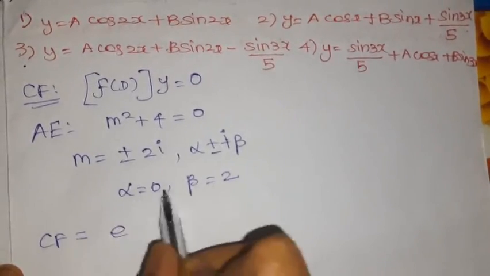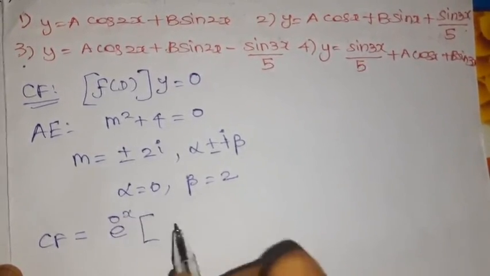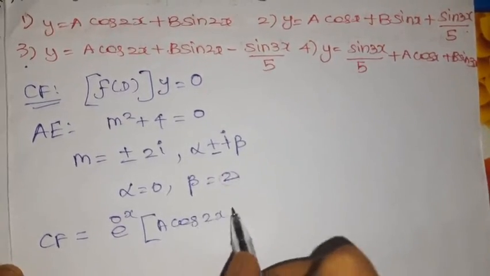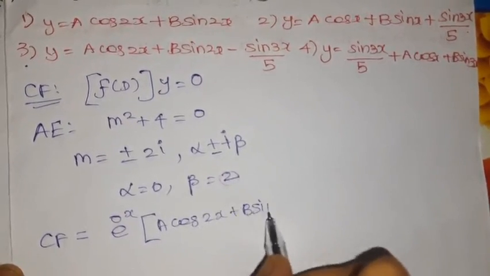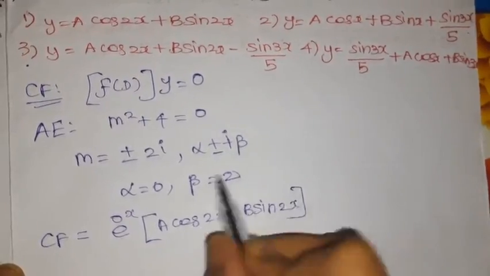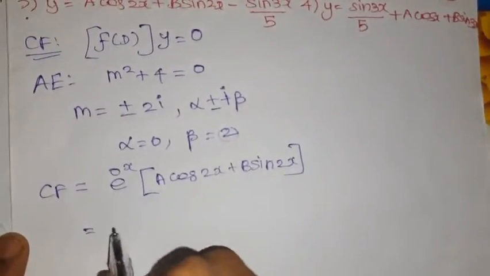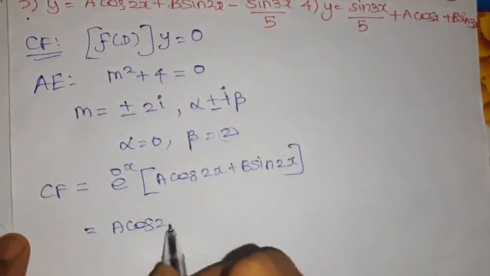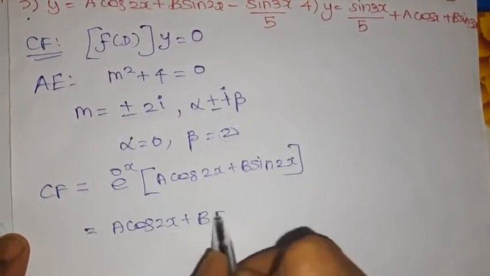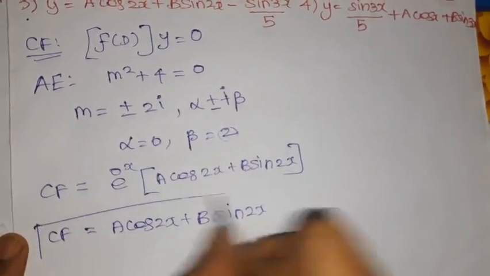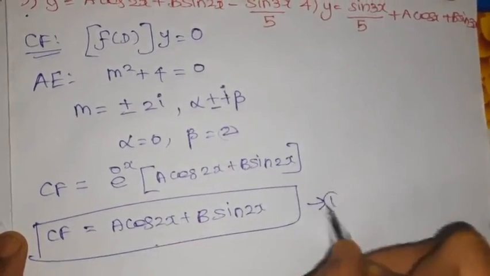e power alpha x, e power 0x into a cos beta x, a cos 2x plus b sin 2x, b sin beta x, again b sin 2x only. So, e power 0x we will get 1 only. So, nothing but a cos 2x plus b sin 2x. So, this is the complementary function. See, it is equation 1.